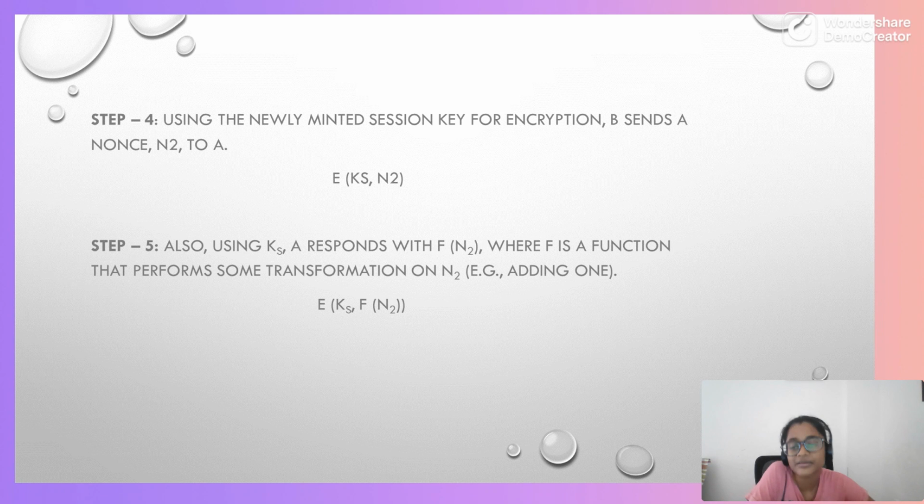Step five: also using KS, A responds with f of N2, where f is a function that performs some transformation on N2. So that's how encryption is taking place. That's how the key is being passed on to B, and then the information is passed on to B, which is taking place in a secured way. So this is about symmetric key distribution using symmetric encryption.